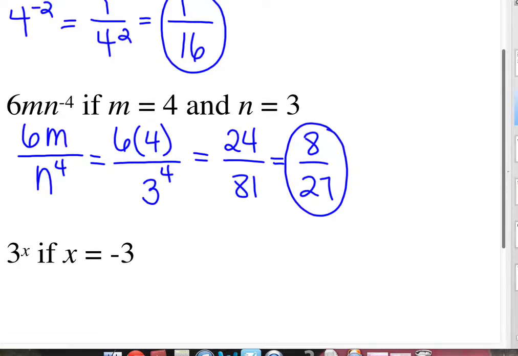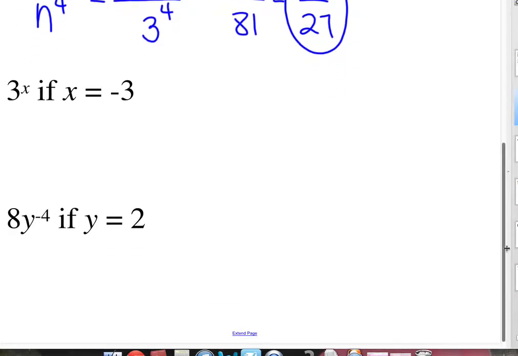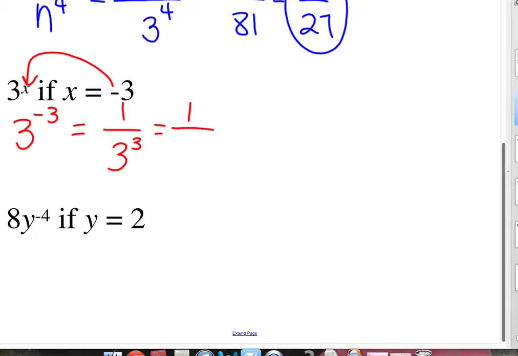2 more, I think. If memory serves me correctly. Yep, 2 more. Okay, 3 to the power of x. And x is negative 3. So it's going to be 3 to the power of negative 3, right? I just substituted in. That's not allowed, that 3 to the negative 3. Where does he go? Down to the basement. Get your attitude adjustment. And what is 3 times 3 times 3? 27. So it's 1 over 27.